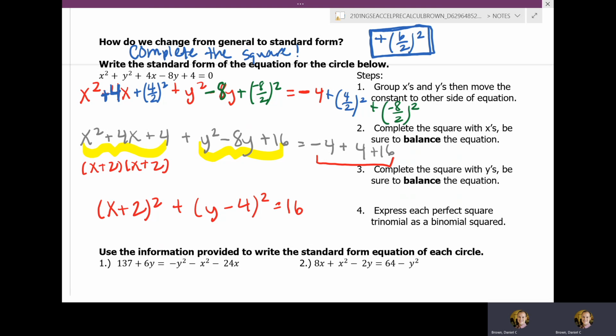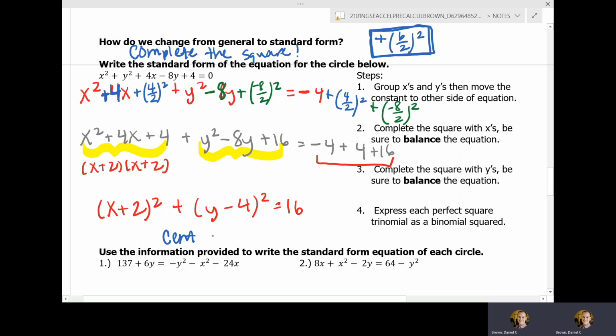How is that useful? We now know that the center of this circle is at negative 2 comma positive 4. Remember, it's going to be the opposite sign here. And the radius, the square root of 16, is 4. Now it will be much easier to graph.